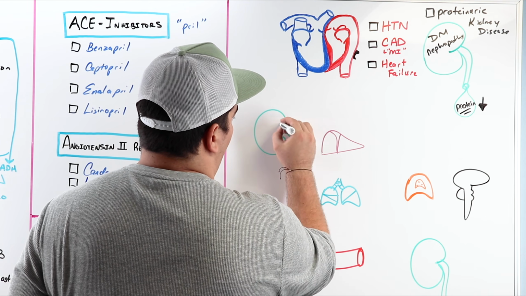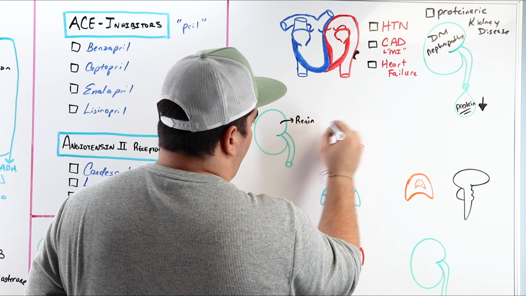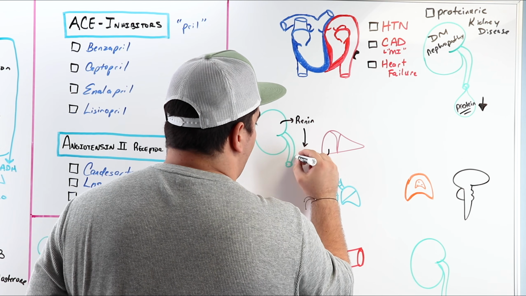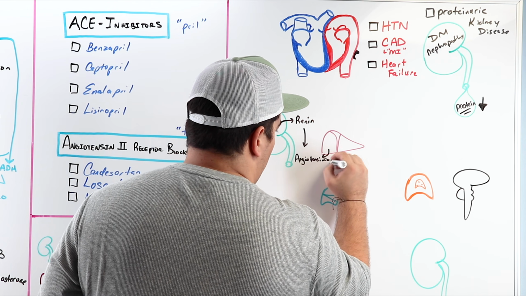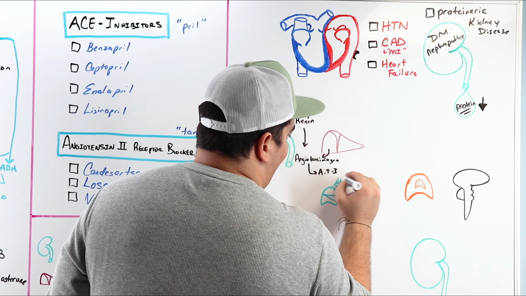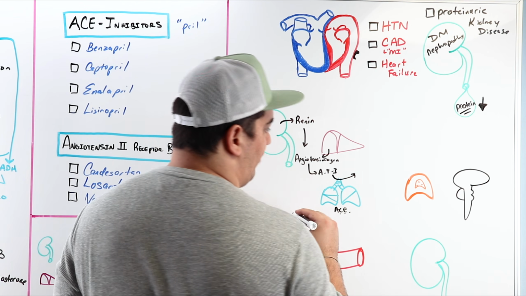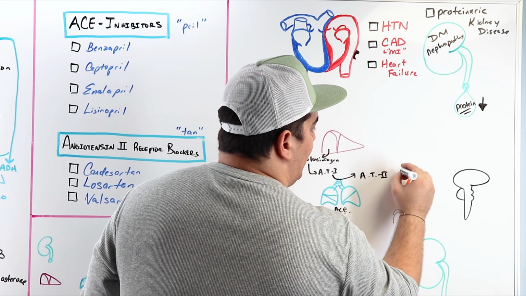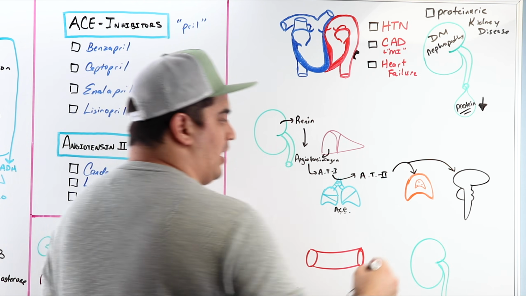Remember the kidneys, they make renin, right? Renin, if you guys remember, will convert angiotensinogen made by the liver, right? So you have angiotensinogen. It'll convert this into angiotensin 1. Angiotensin 1 will then get converted via the enzyme ACE in the capillary endothelium of the lungs into angiotensin 2. And this will stimulate aldosterone production and it'll stimulate ADH production.